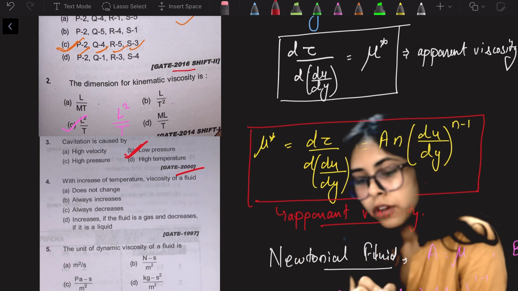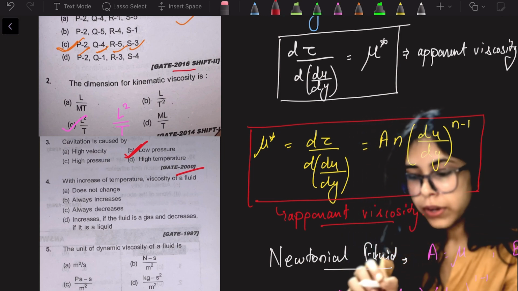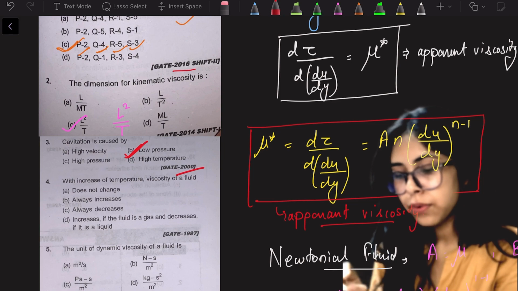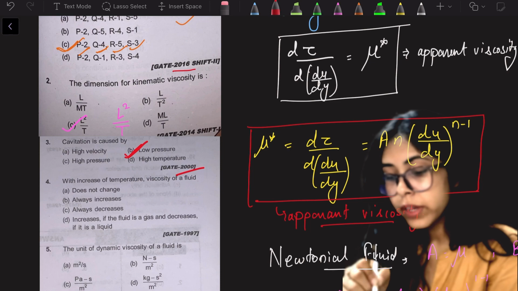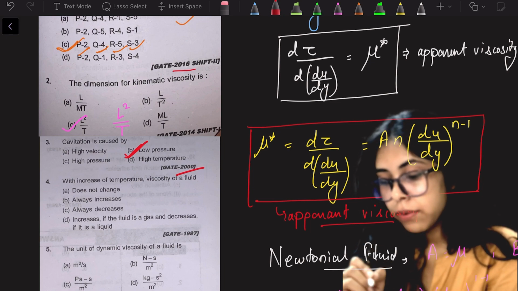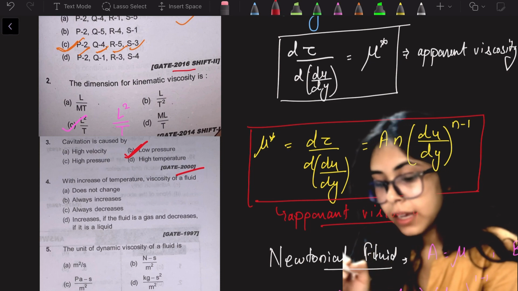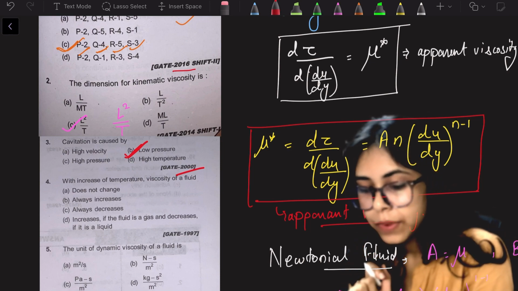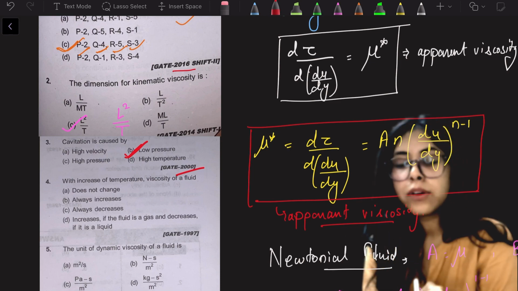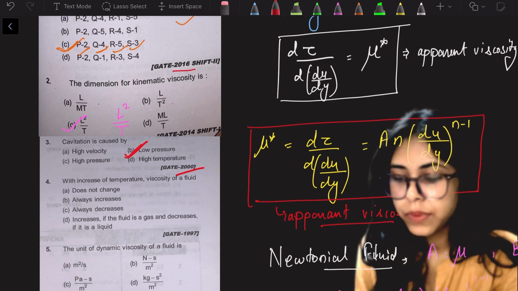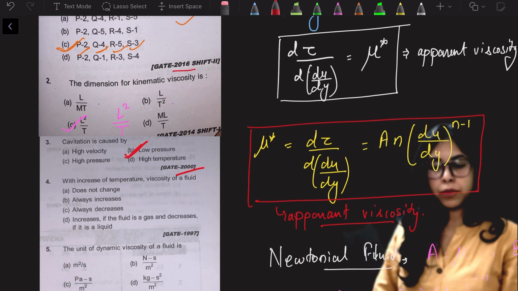That is question number 4. With increase of temperature, viscosity of a fluid does not change, always increases, always decreases, increases if the fluid is a gas, and decreases if it is a liquid. So for this, we have to understand the effect of temperature on viscosity.